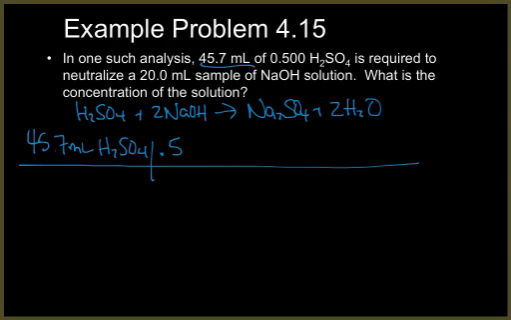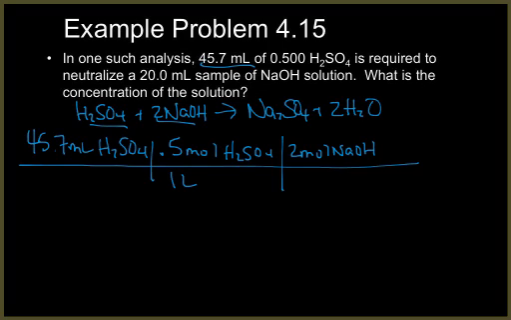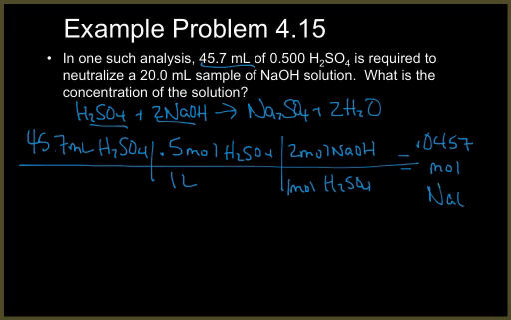Then we're going to use 0.5 moles per 1 liter of H2SO4. Then we're going to use the mole ratio between sodium hydroxide and H2SO4. So 2 moles NaOH for every 1 mole of H2SO4. So that gives me 0.0457 moles of NaOH. Okay, now the last step here is they would have to give you one more piece of information. They would have to tell you how big the sample was.